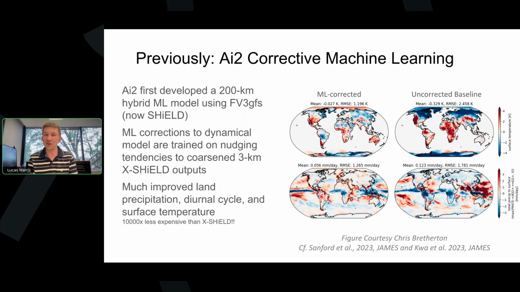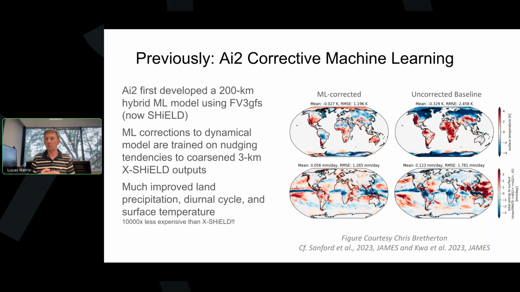There's a lot of little things you need to fix up with this, but they published a number of really good papers on this, and they found that even in this very cheap 200 kilometer model, if you did this corrective machine learning, you'd really address some of these problems that have been bedeviling climate models for many years. You could greatly improve the land precipitation, a good 25 to 50% in some cases. The diurnal cycle of precipitation was greatly improved. We had an excellent diurnal cycle in our SHiELD models, including X-SHiELD, and the 200 kilometer model was able to capture some of that with the corrective machine learning, and also significant improvements to the surface temperature. So there's a lot of really nice results they published with this, pushing forward the limits of machine learning and hybrid models.